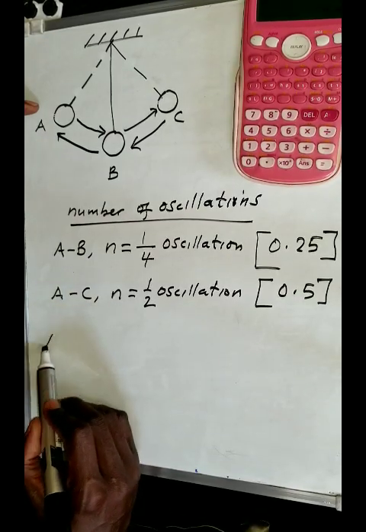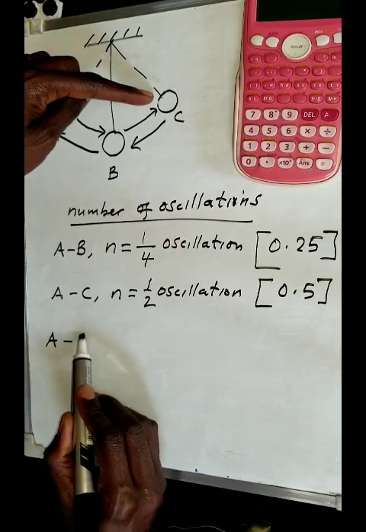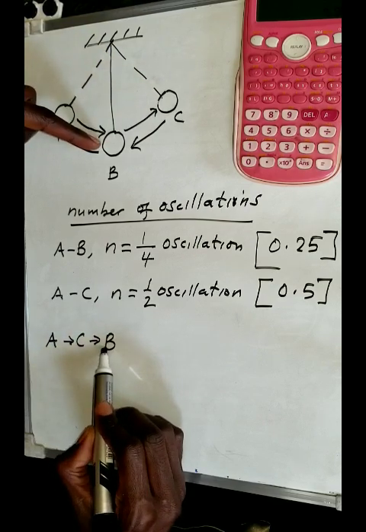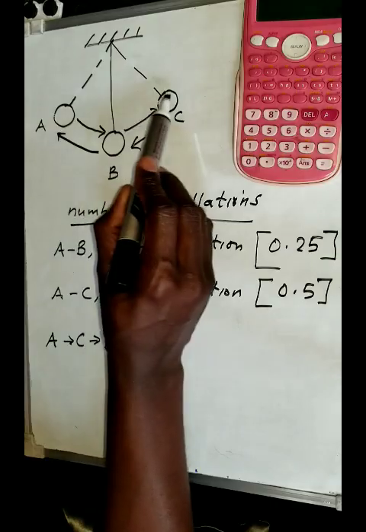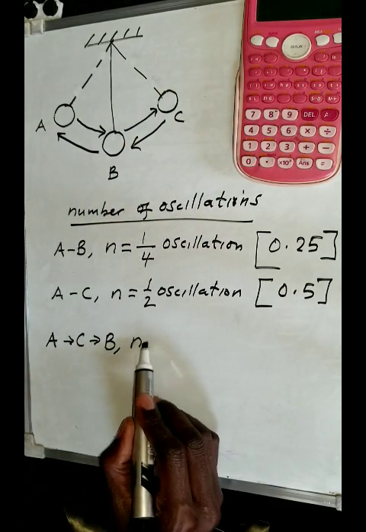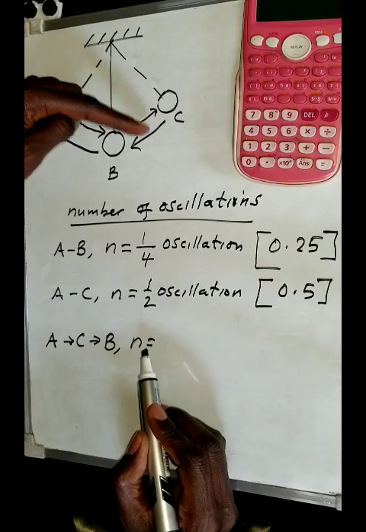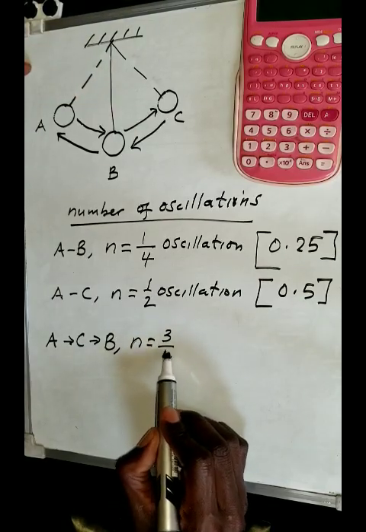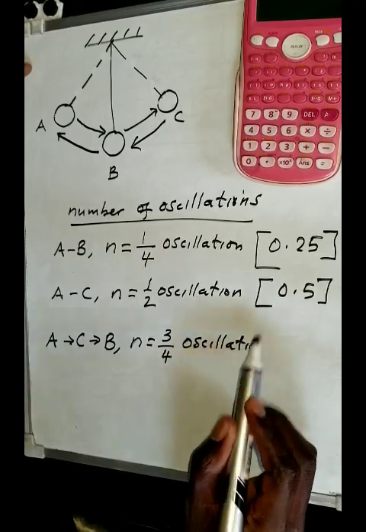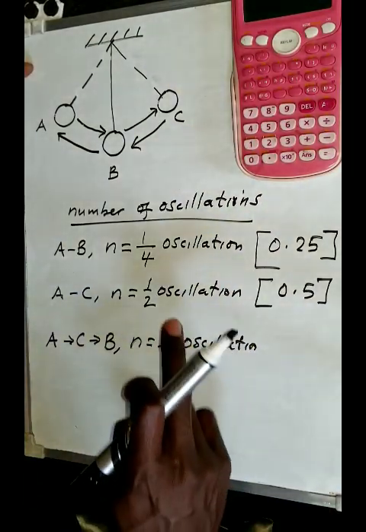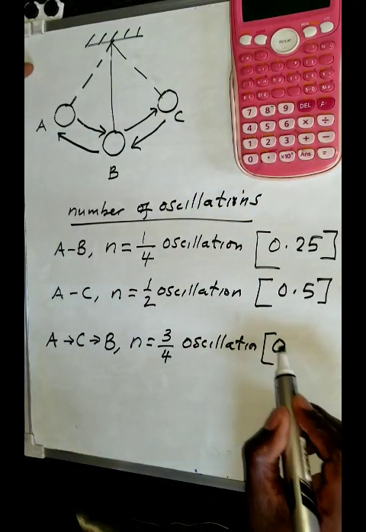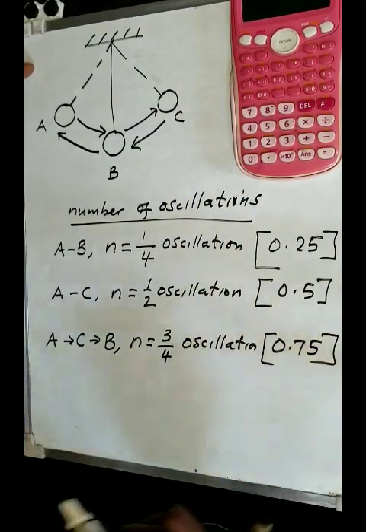If it moves from A, goes to C, then comes back to the midpoint B. It goes from A, goes to the far end C, then comes and stops at B. It simply means how many oscillations? It's like it has made 1, 2, 3 over the total, which is 4. So that is 3/4 oscillation. And if you are not comfortable with that, it simply means that is going to be 0.75 oscillation.